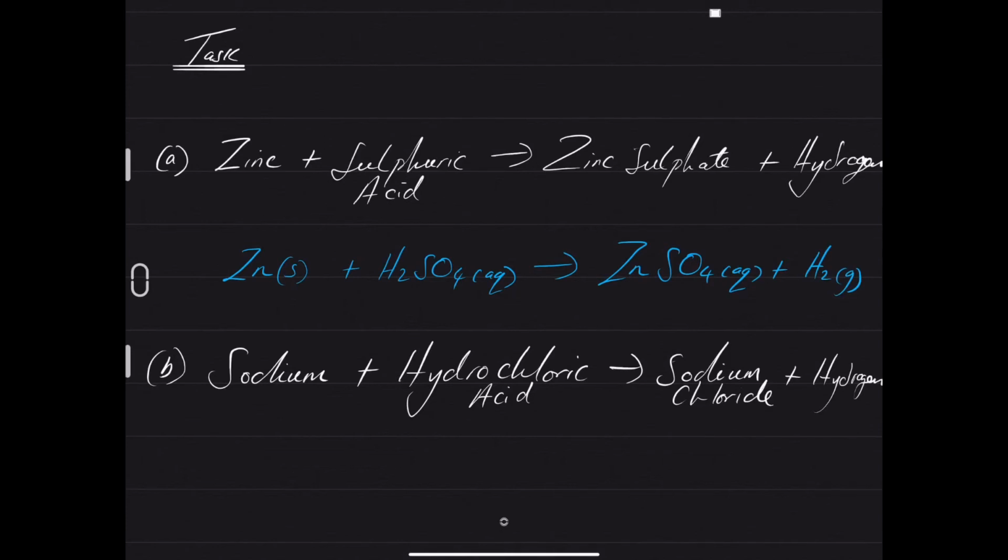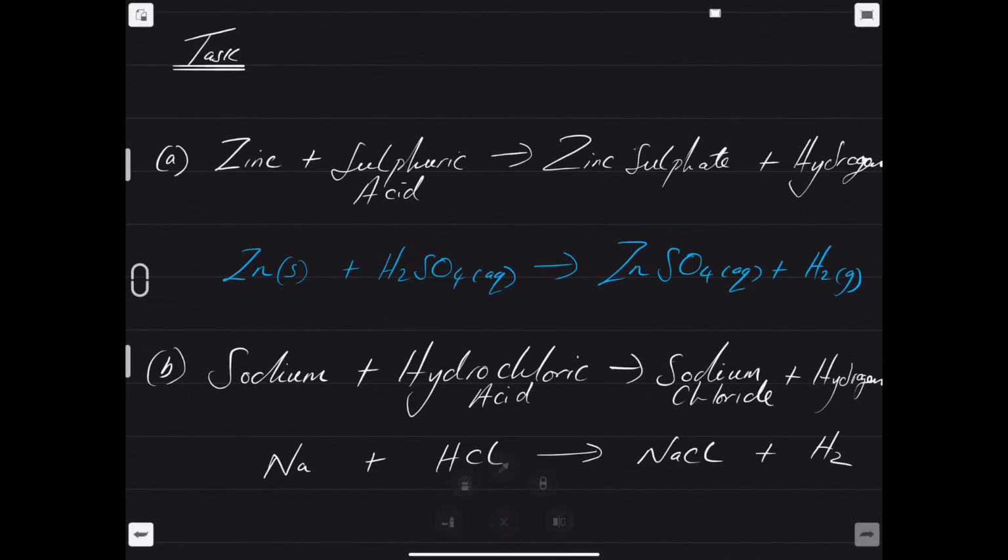The symbol equation would have been Na plus HCl gives NaCl plus H2. Now notice that this is not balanced, so we have to make sure that the left hand side and the right hand side are balanced. If we take the hydrogen, for example, we can see there are 2 hydrogens in the subscript for hydrogen on the right hand side, so we can put a 2 here.